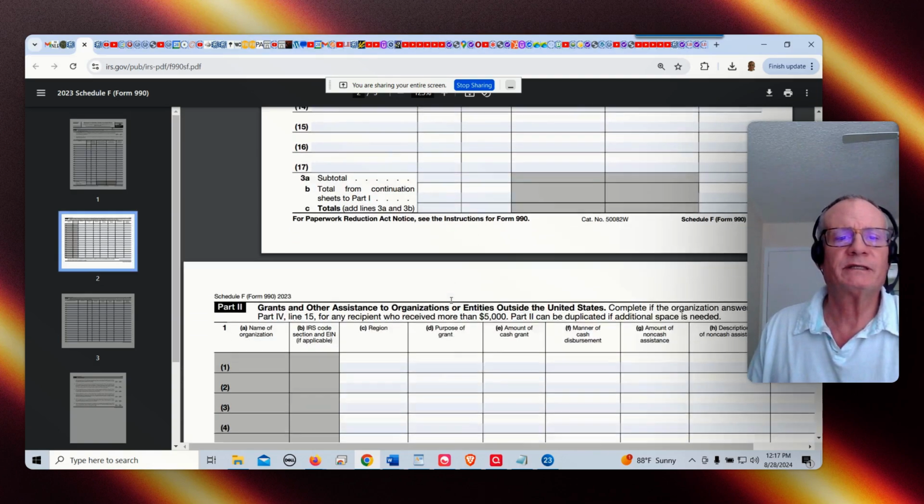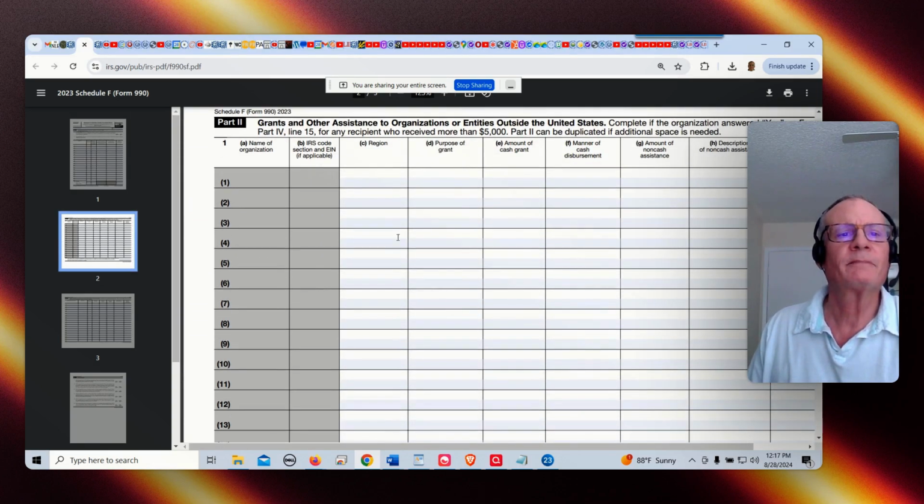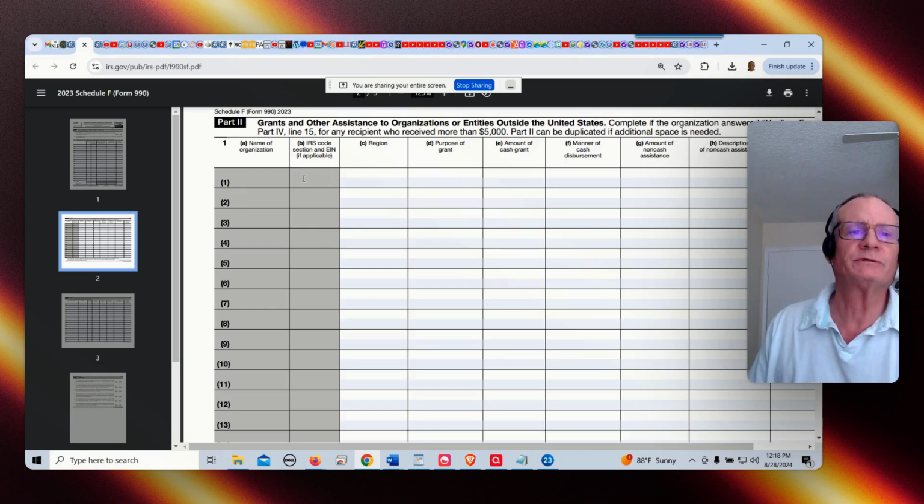Okay, and then on the second page, it gets a little more granular. You just report again the region, the purpose of the grant, the amount, etc. And you can see that the name of the organization and the IRS code section and employer ID number don't have to be filled in for foreign grant recipients. Okay. Interesting though that the columns are here. It's almost as though they expected to have to change the way it's reported in the future.